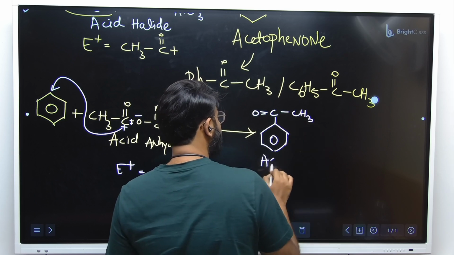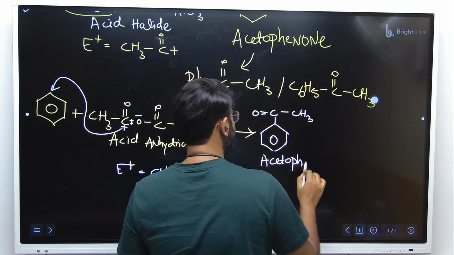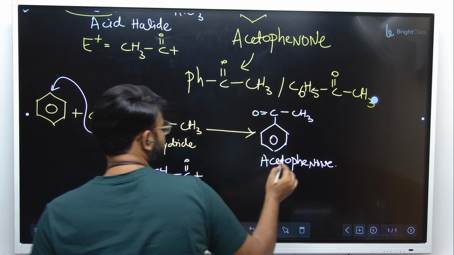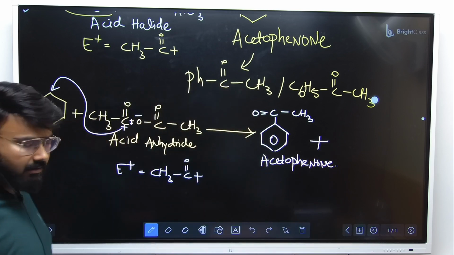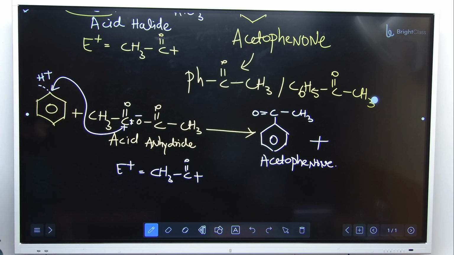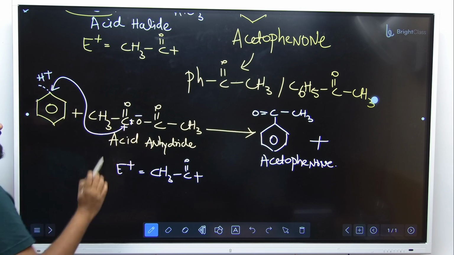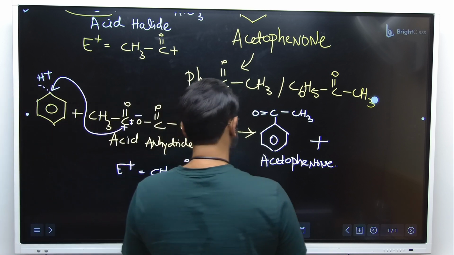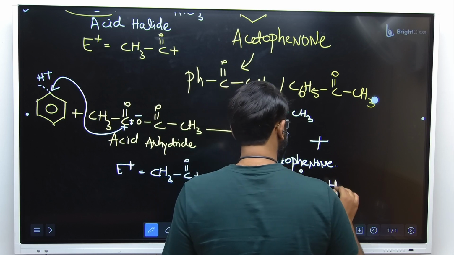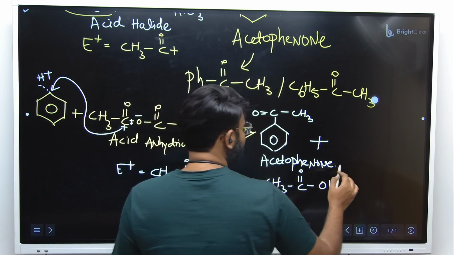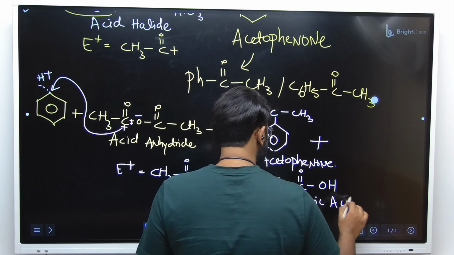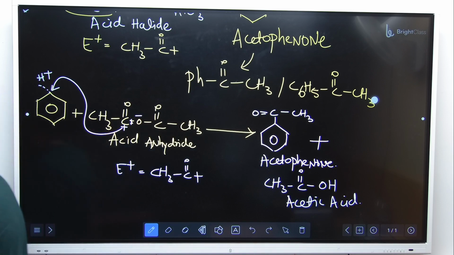We again got the same substance, acetophenone, plus there will be a byproduct. The hydrogen which is removed from here, that H plus will go with this O minus. So the byproduct will be acetic acid, CH3 C double bond O OH. O minus will get the H plus. So acetophenone plus acetic acid. This is your byproduct.